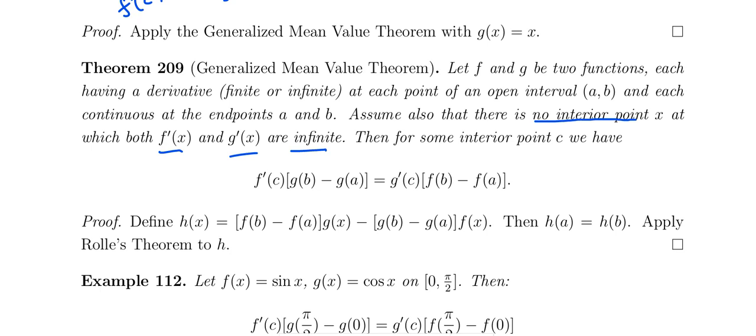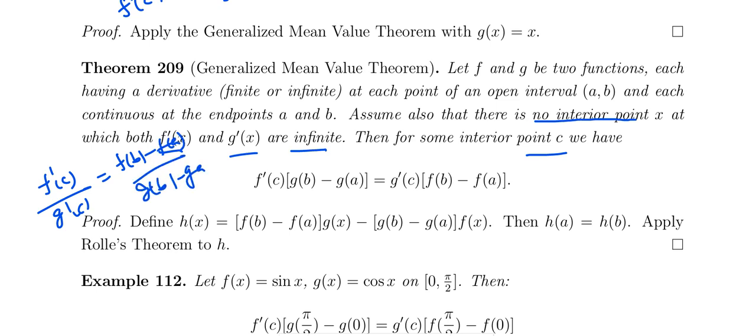For some interior point c, f'(c) into g(b) minus g(a) equals g'(c) into f(b) minus f(a). So that means sometimes f'(c) divided by g'(c) equals f(b) minus f(a) divided by g(b) minus g(a). This is called the generalized mean value theorem.